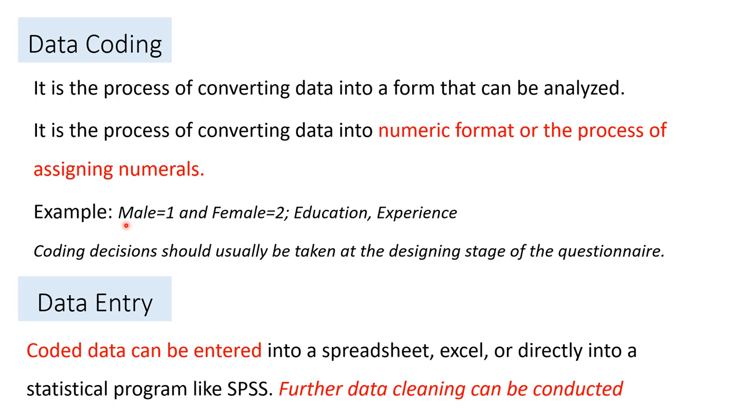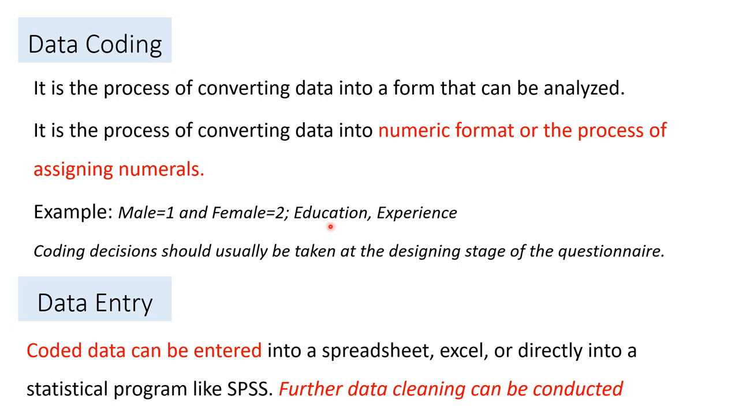If our data includes male and female, we can assign 1 for male and 2 for female. Throughout our data, 1 means male and 2 means female. We can also assign codes to education: a diploma can be assigned 1, a degree can be assigned 2, postgraduate or masters can be assigned 3, and PhD can be assigned 4, and so on.